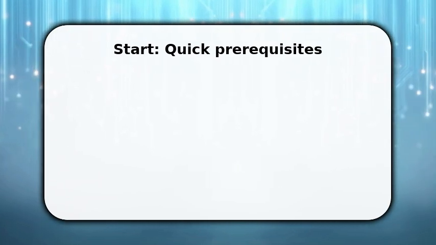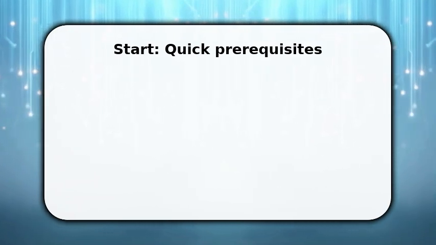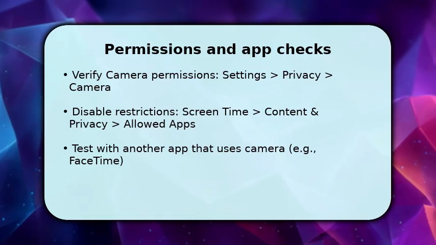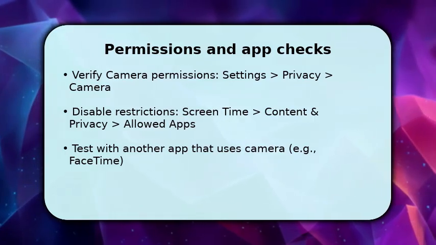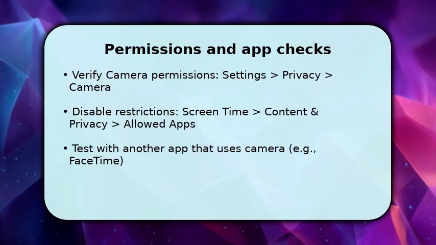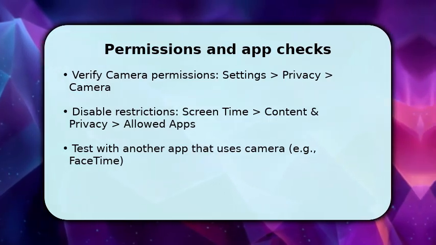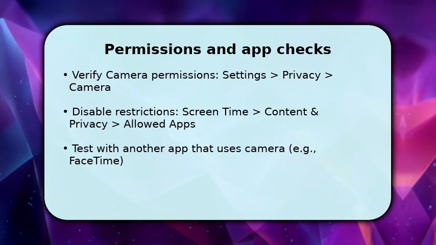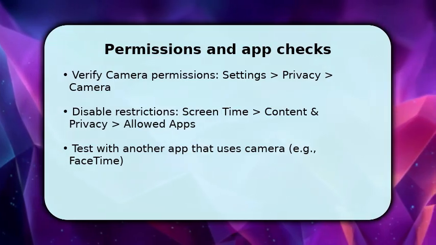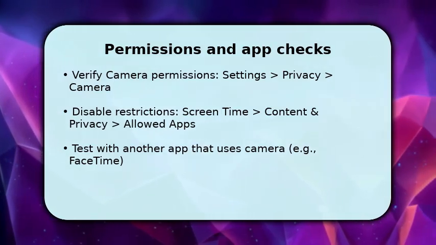Next, you'll focus on permissions and app-level conflicts. Open Settings, Privacy, Camera, and make sure the app in question has camera access enabled. Toggle it off and on to refresh the grant. Then check Screen Time settings. Content and privacy restrictions can block the camera app, so disable or allow it.